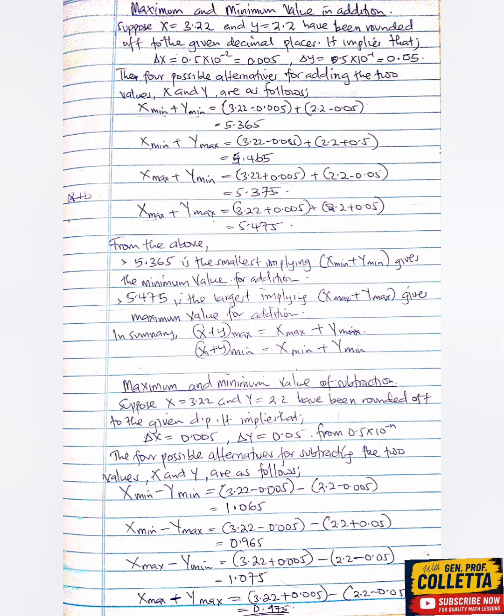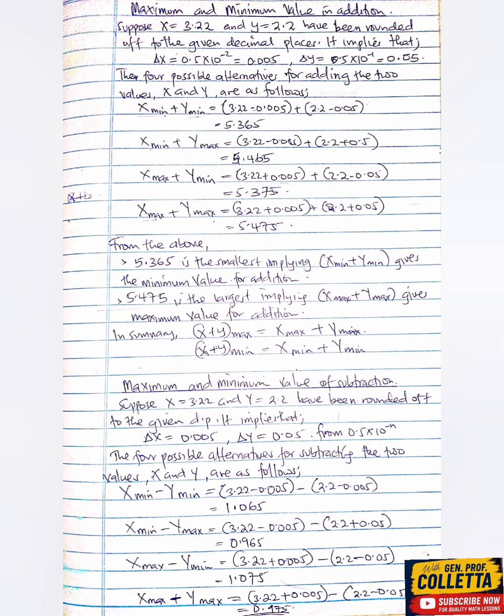5.475. Now from the above, we see that 5.365 is the smallest, meaning that x min plus y min gives us the minimum value for addition. Then which value is biggest there? It's 5.475, and it is the largest, implying that the maximum value of the addition of x plus y is got from x max plus y max. In summary, to get the maximum of x plus y, it will be x max plus y max. Then to get the minimum of an addition, we shall say x min plus y min.